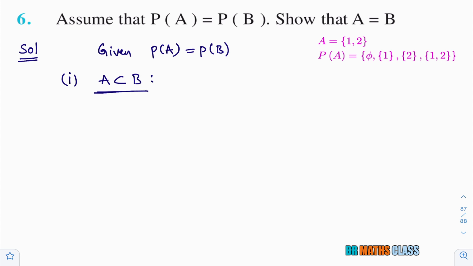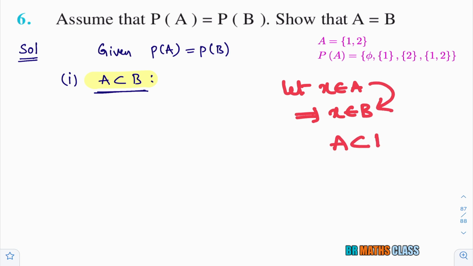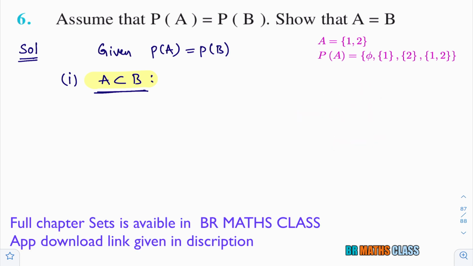How to prove that A is a subset of B? Very simple. You take one element X in set A and simplify. At the end, if you get X belongs to B, it tells you that all the elements present in set A are present in set B, so A is a subset of B. So I'll take randomly one element in set A. Let X belong to set A. If X belongs to set A, then definitely the singleton set {X} belongs to P of A.